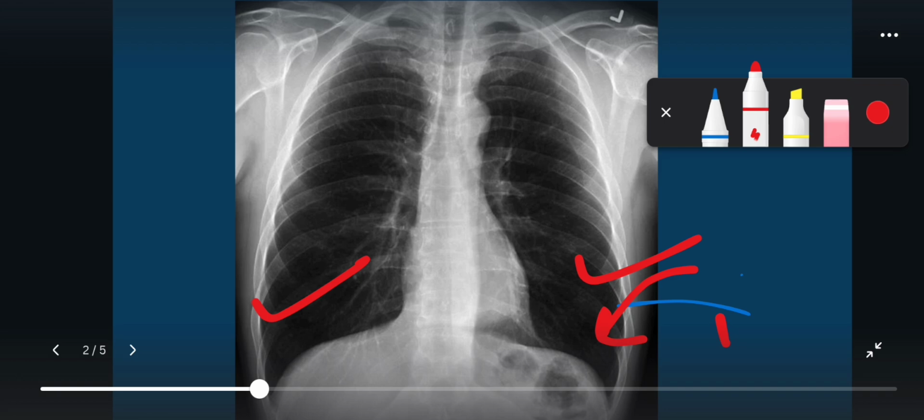Finally, examine the bones: ribs, clavicle, spine. Never forget the bones. Fractures are commonly missed in chest X-ray. Common mistakes include jumping directly to diagnosis, ignoring film quality, and not following a fixed sequence. So I suggest everyone always use the same step-by-step approach.